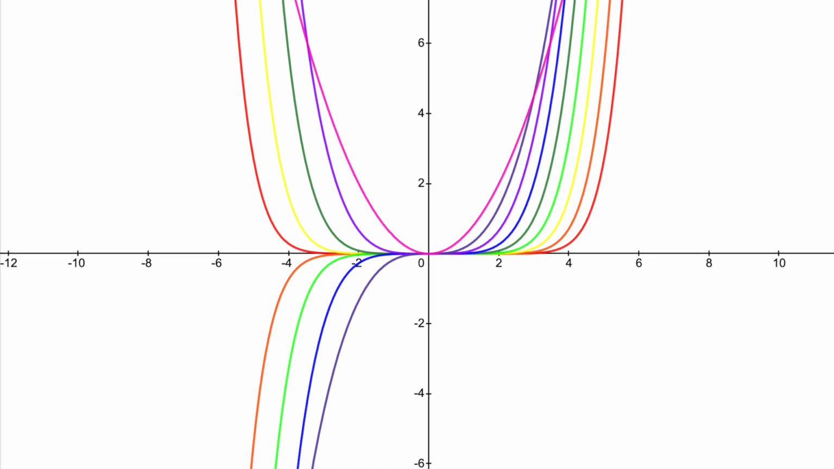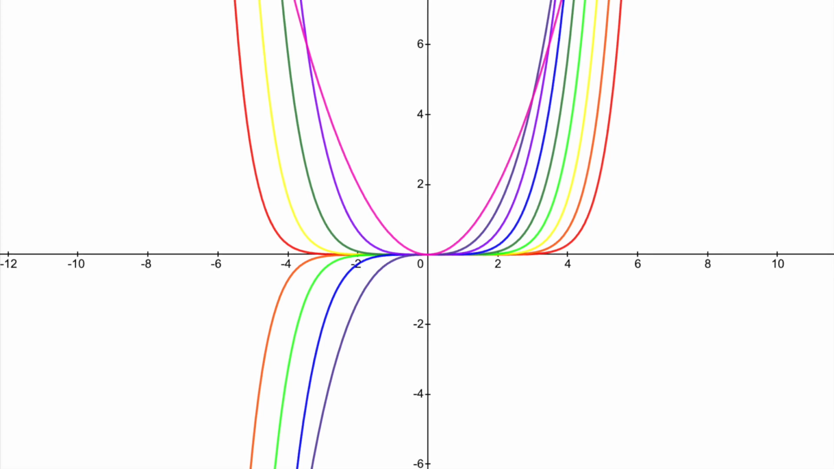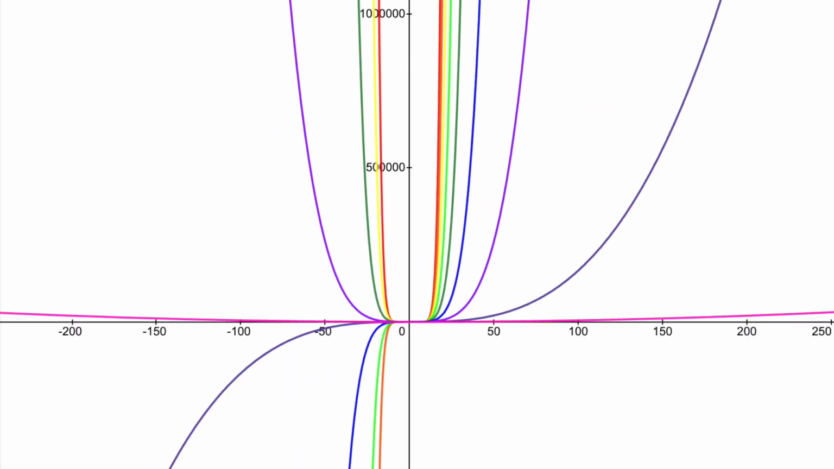Here they are color-coded without the last two, and with x to the 10th over 10 factorial in red and x squared over 2 in magenta. Here is the same visual zoomed out with the x-axis stretched. As you can see, the order of colors has switched.